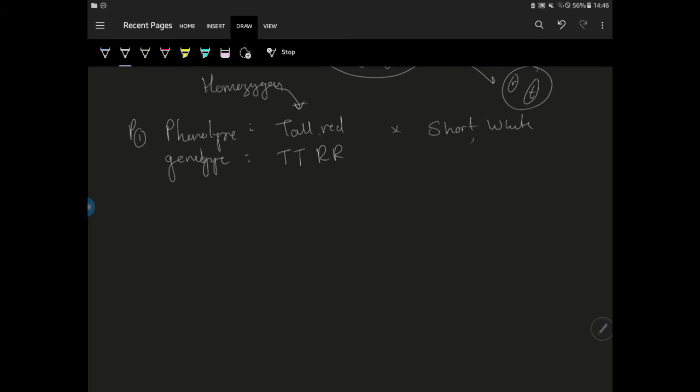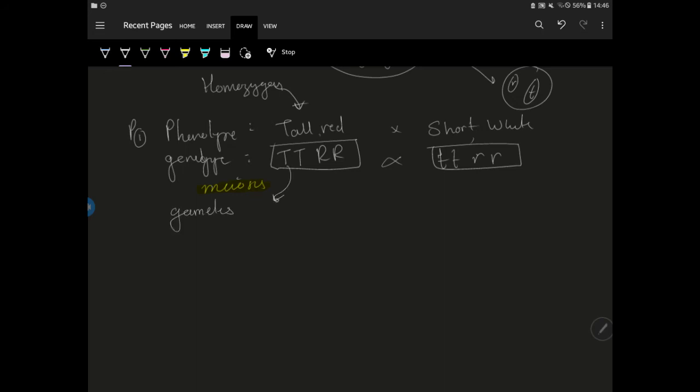Remember, we're looking at two pairs of contrasting characteristics, tallness and color, crossed with shortness, which is going to be tt, and don't put anything there, just leave it. And it's going to be rr. These are the genotypes that we have. Meiosis is going to take place, and then we have the gametes that are forming.